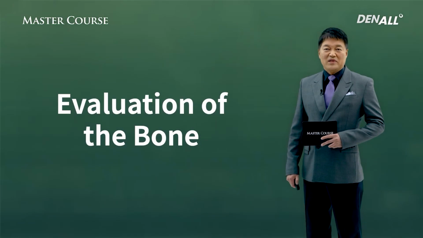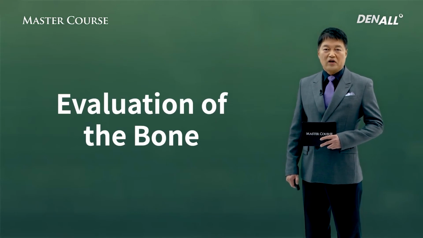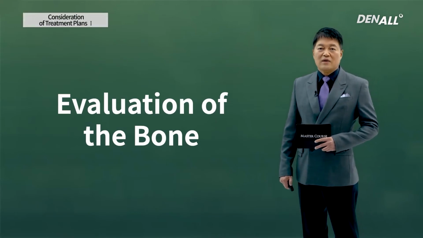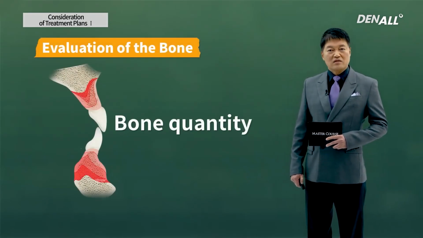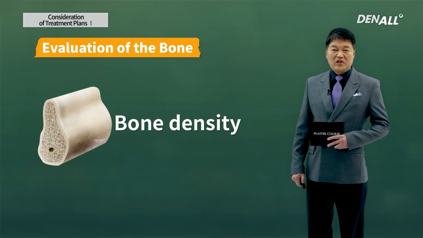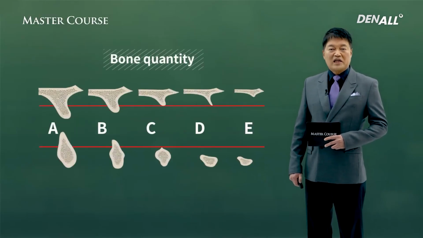Next is evaluation of bone. Implant is placed where bone is, and it gets adequate stability from there. Bone evaluation is therefore very important. Bone evaluation covers bone quantity and bone quality, or bone density. Let's look at bone quantity.